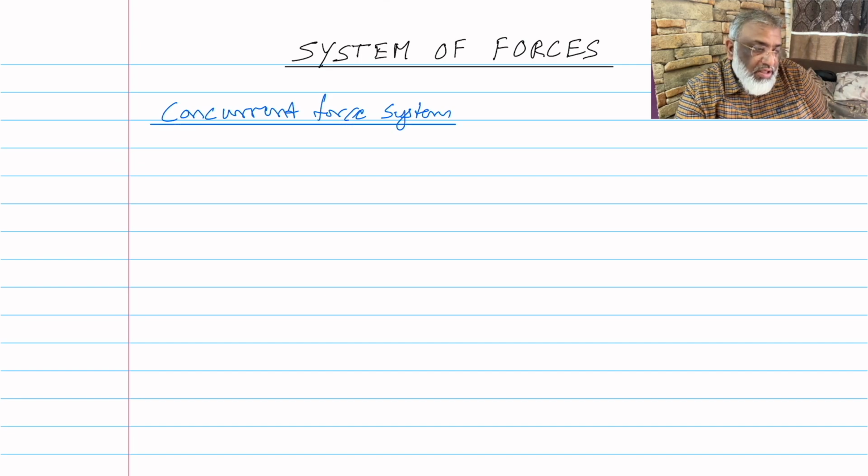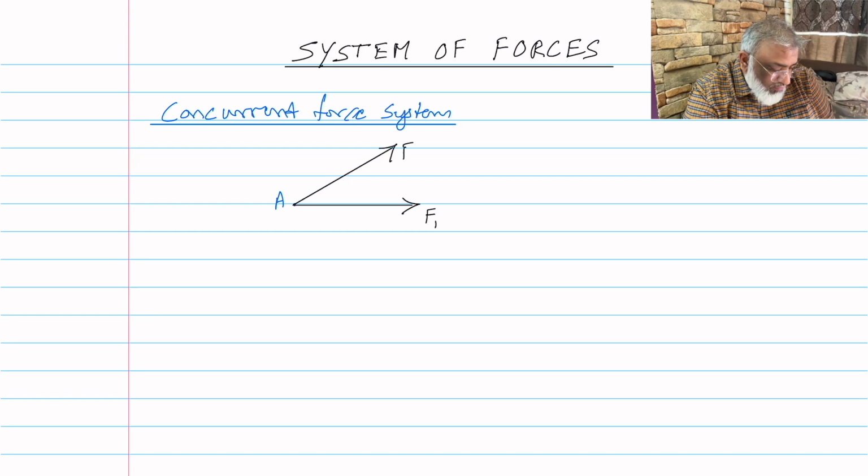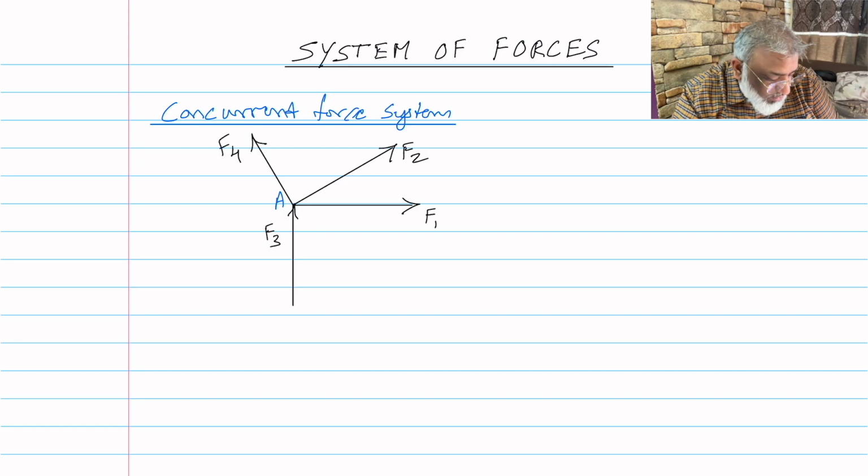Basically, say consider there are many number of forces which are acting on a single point, say point A, and there are many forces which are acting through point A, say F1, F2, F3, F4. So the thing to note in this is that all the forces are passing through one single point A.